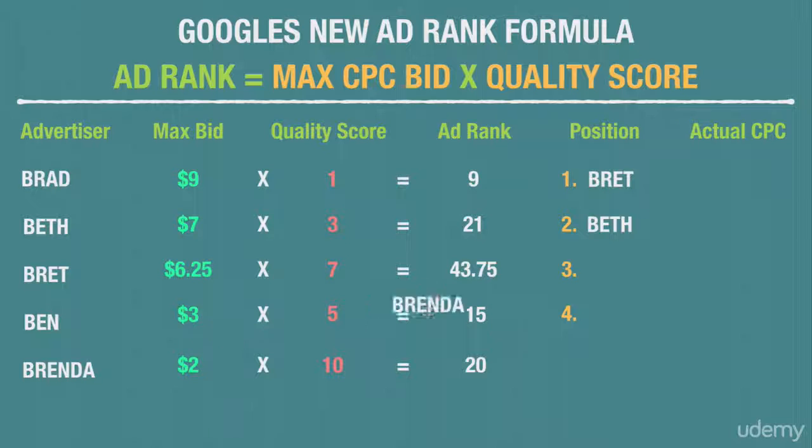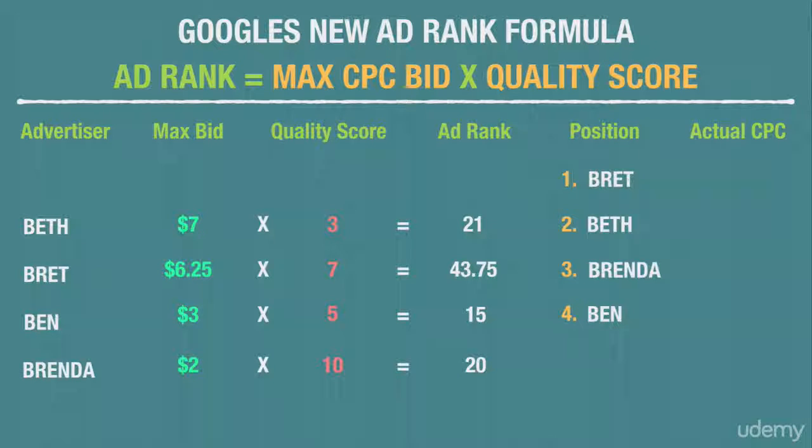Brenda, who is willing to pay the least for a click, wins spot number 3 since she's serving such a high quality ad. And Ben wins spot number 4 with his combination of bid and quality score. Interestingly, Brad, who was willing to pay a whopping $9 for a click, gets snubbed altogether and doesn't get any spot on the page, because although his bid was the highest, his quality score was so low that his ad rank wound up being worse than everyone else's. This helps us understand how crucial quality scores are, even before getting into the formula for determining actual cost per click, which we'll get to in a moment.